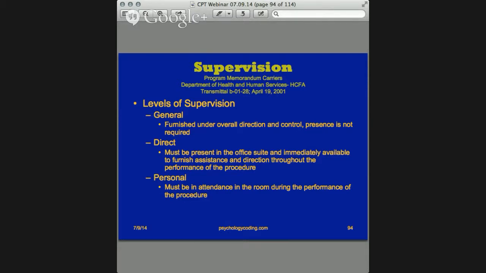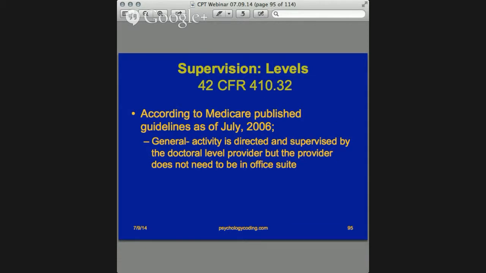However, I was of the initial impression that it was direct supervision, when in reality it is general supervision, furnished under the overall direction and control. Presence is not required. Activity is directed and supervised by the doctoral level provider, but the provider does not need to be in the office suite. This is a critical distinction that is extremely important.